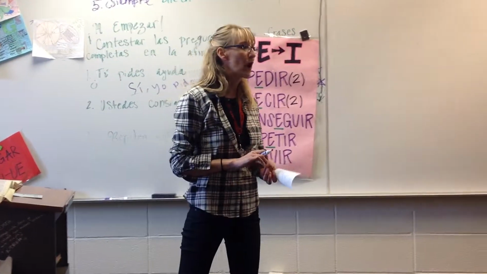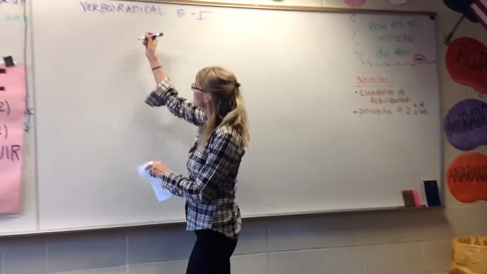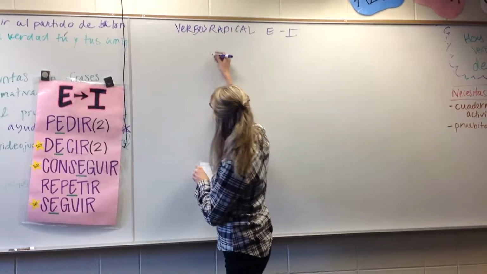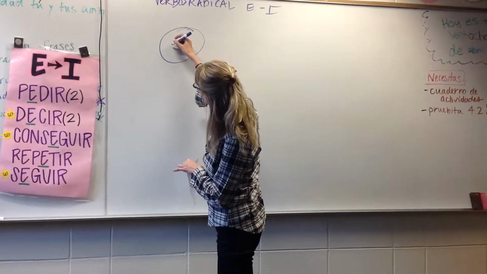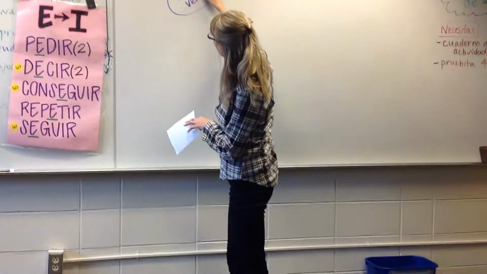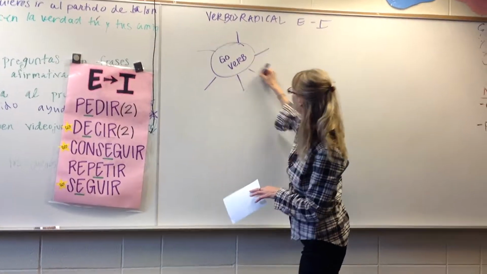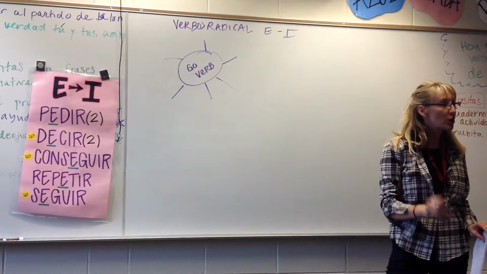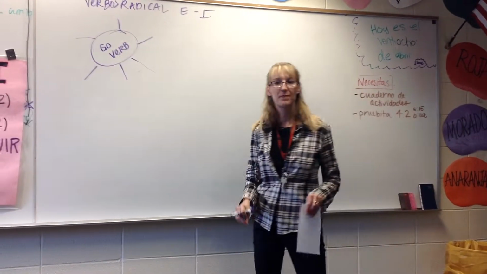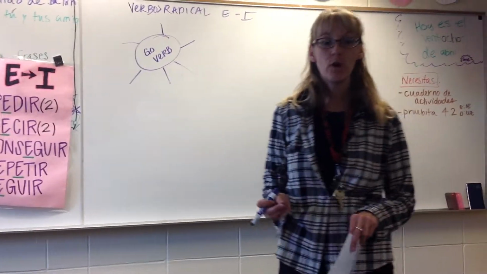Okay, right now, por favor, on your pizarrita, I want you to draw a circle. Let's go ahead and do that. I just want to see what you do now. We're going to draw a circle, and these are your go verbs. We're going to do a little web here, and I want you to write down the yo form and the infinitive of as many go verbs as you can think of.